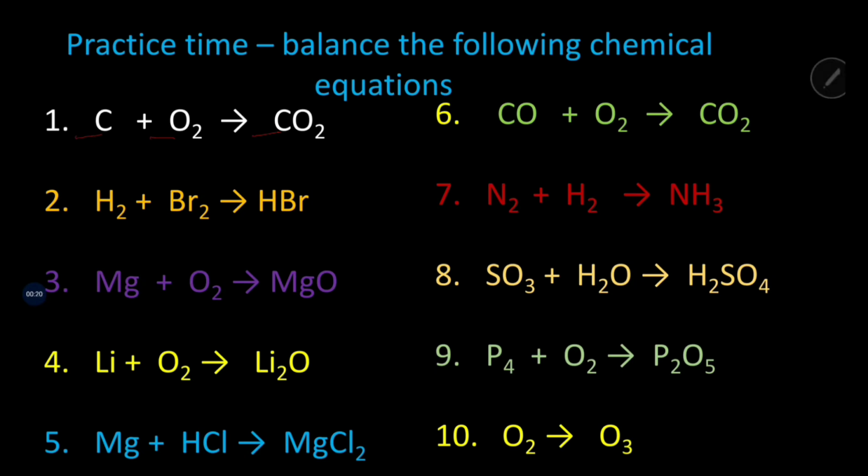Okay, so let's check. There's one carbon atom on the left hand side. There's 1 carbon atom on the right hand side. So the carbon looks fine. There are 2 oxygens on the left hand side. There are 2 oxygens on the right hand side. This equation looks like it's already balanced. So guys, some equations we don't need to do anything to them. If the equation is already balanced, we leave it as it is and go to the next equation. Okay, so the first equation is clearly balanced.